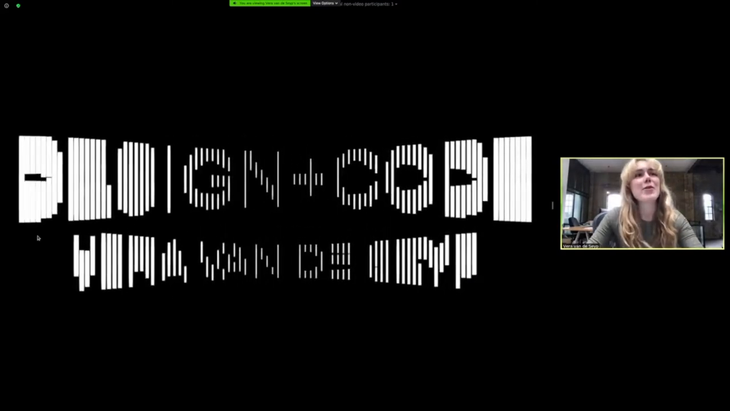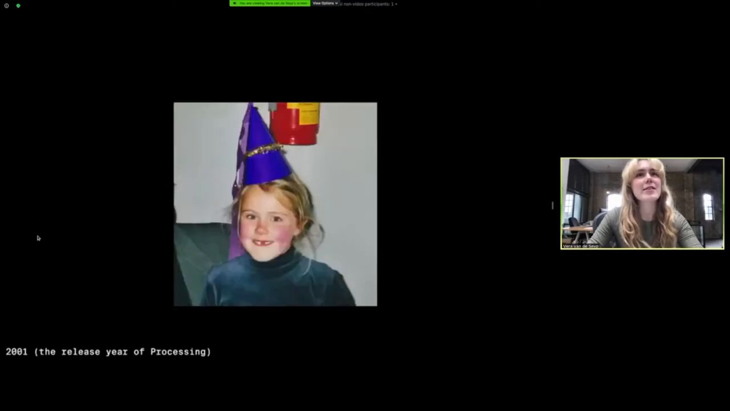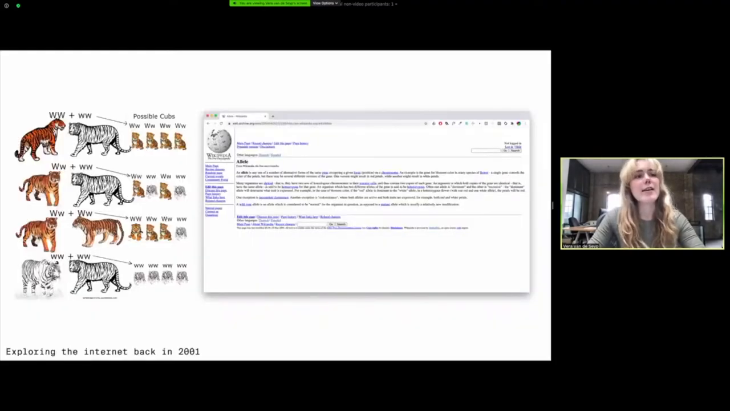So when processing was released, this is what I looked like. I was 7 years old. I clearly did not own a computer yet or a front tooth, but I was already quite into that. I really liked working on my parents' computer, and I was already really interested in exploring how stuff around me worked. And at that age, I really liked a white tiger.